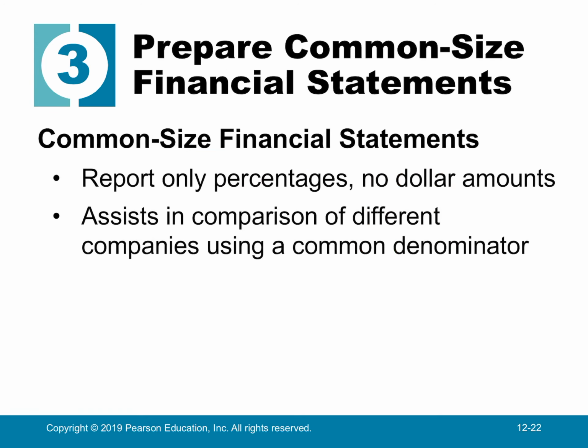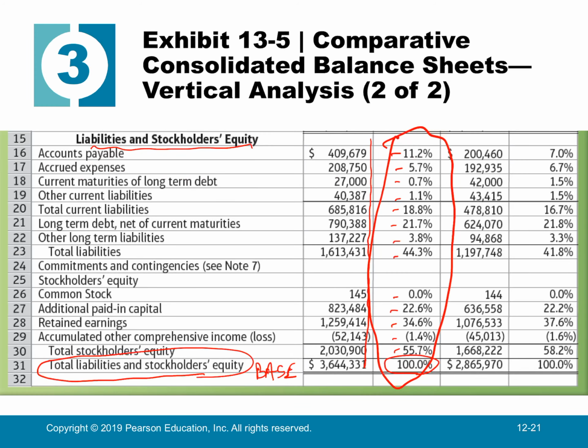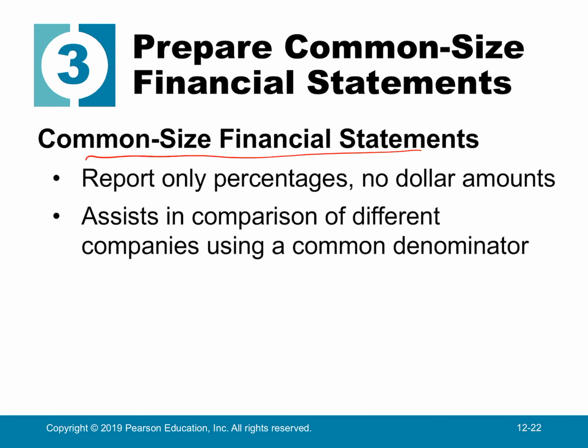So with that, I can create common size financial statements where I don't even really look at these dollar amounts. I just create financial statements using only the percentages, right? So I'm reporting only those percentages, no dollar amounts. Why would I want to do this? Well, it makes it much easier to compare different companies using a common denominator.